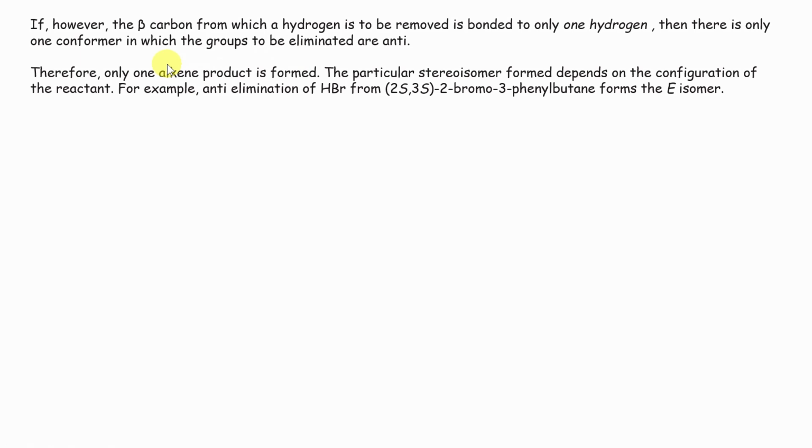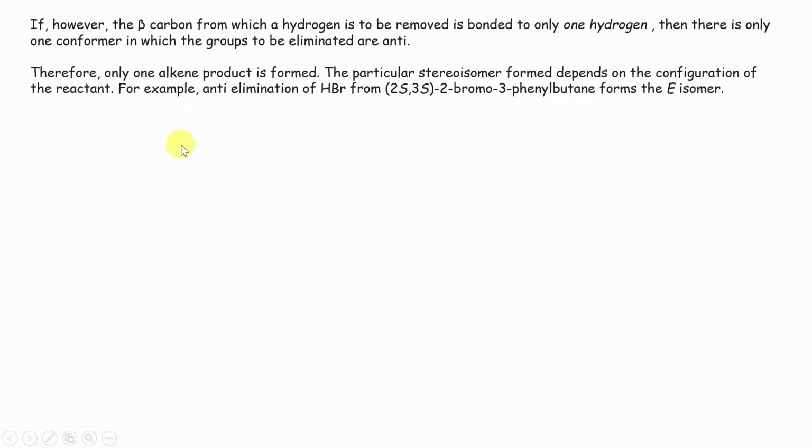Here, if the beta carbon atom from which a hydrogen is to be removed is bonded to only one hydrogen, then there is only one conformer in which the groups to be eliminated, the hydrogen and the halogen, are anti. Only one conformation is possible. Therefore, only one alkene product is formed. The particular stereoisomer formed depends on the configuration of the reactant.